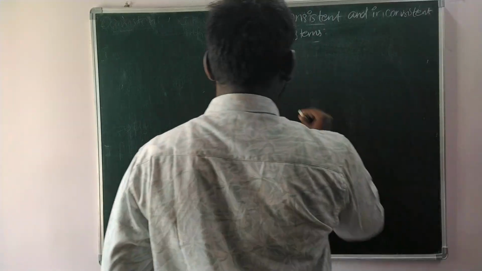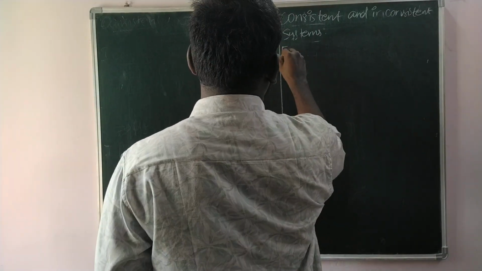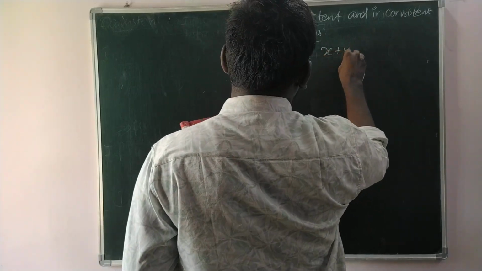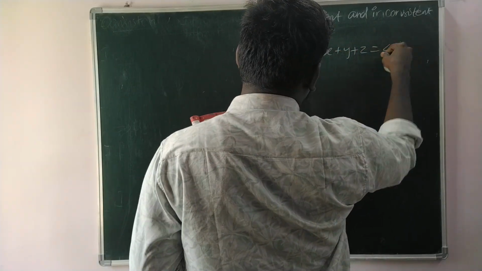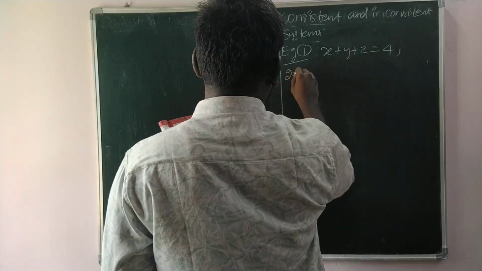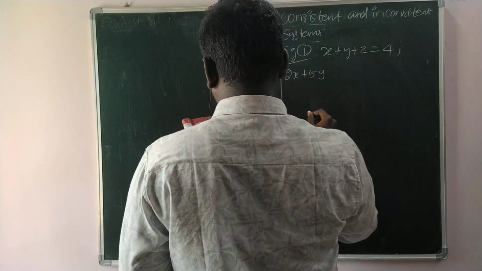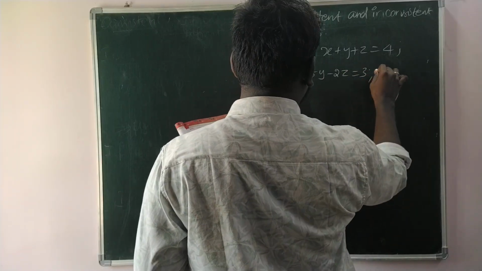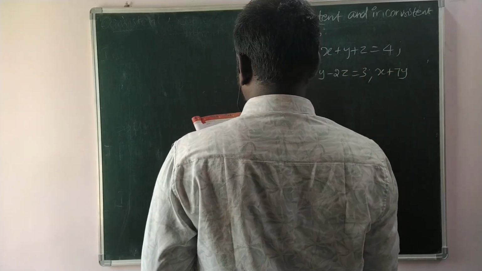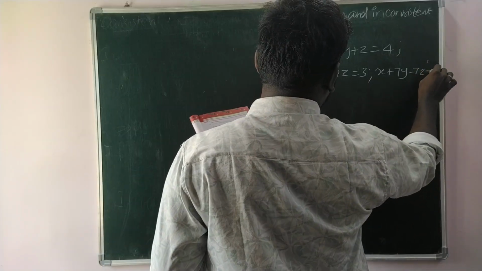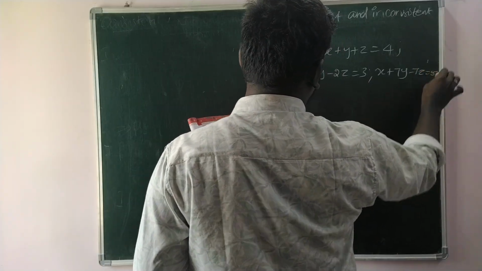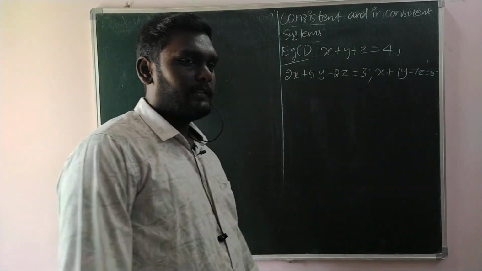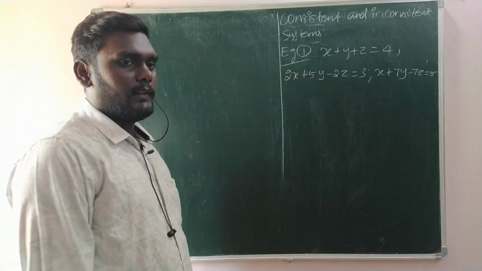See this one. Example 1. These equations: x plus y plus z is equal to 4, and 2x plus 5y minus 2z is equal to 3, and x plus 7y minus 7z is equal to 5. These are the given equations. Check consistency is the question. If consistent, we should find a solution.